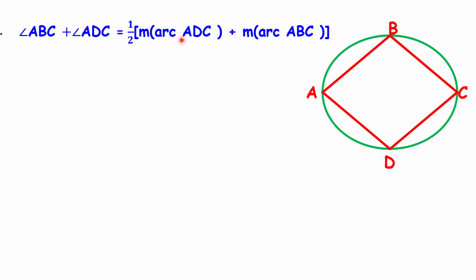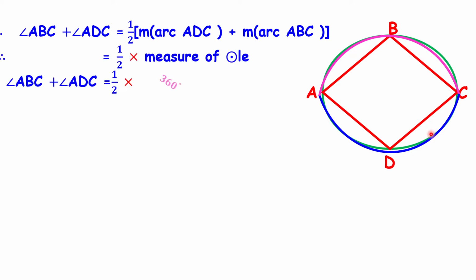Take addition of these two, measure of arc ADC and ABC. What will we get? This is the arc ABC and this is the arc ADC. These two arcs have common endpoints. That means addition of these two arcs is nothing but the whole circle, and we know that the measure of a circle is equal to how much? 360 degree. Dividing 360 by 2, what will we get? Angle ABC plus angle ADC is equal to how much? 180 degree. This is equation number 3.